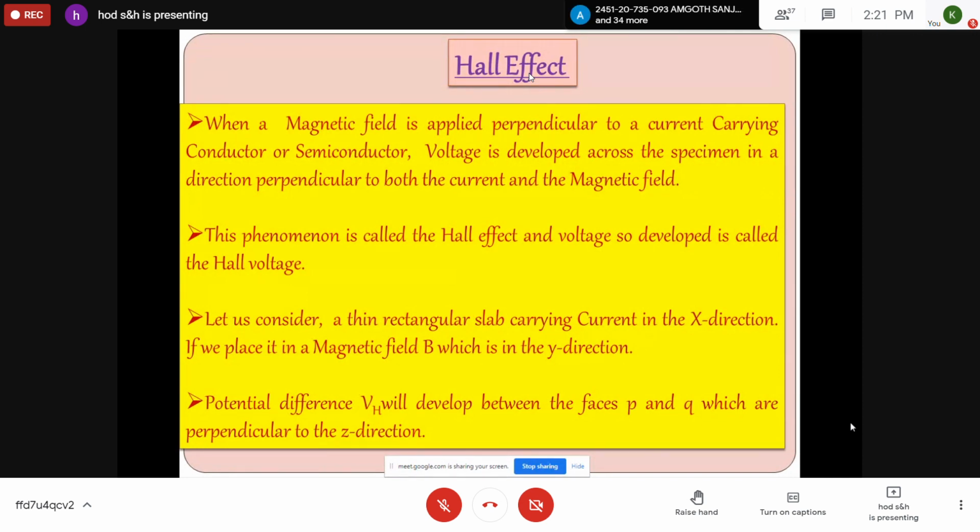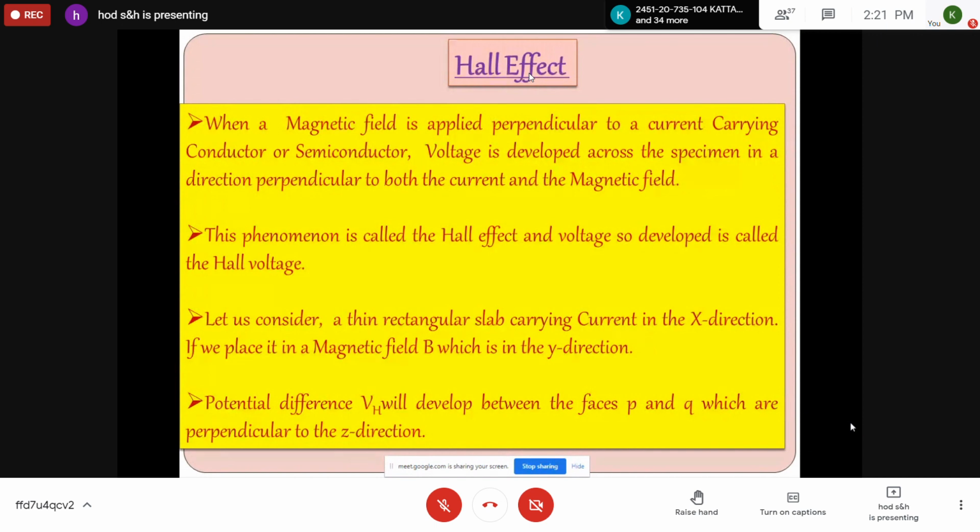And once current is flowing through the semiconductor and it is placed in a transverse magnetic field, then some voltage is produced across the specimen. This voltage is called the Hall voltage, and the phenomenon is called the Hall effect. So whenever a magnetic field is applied perpendicular to a current carrying conductor or semiconductor, voltage is developed across the specimen in a direction perpendicular to both the current and magnetic field. This phenomenon is called the Hall effect, and the voltage developed is called the Hall voltage. Just write down this statement.